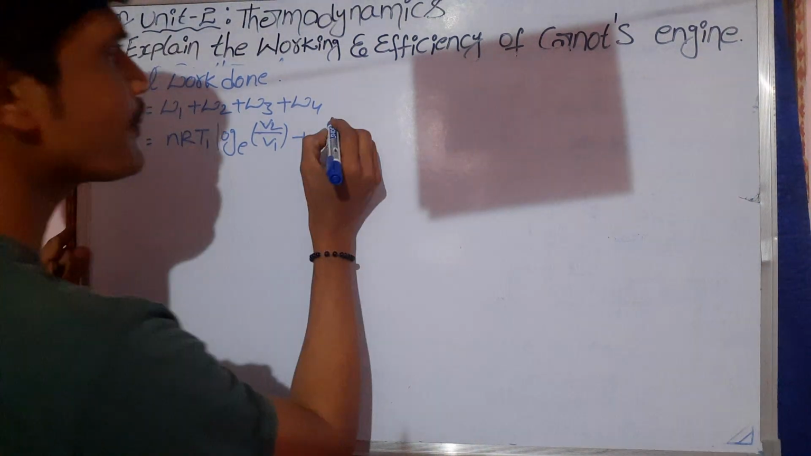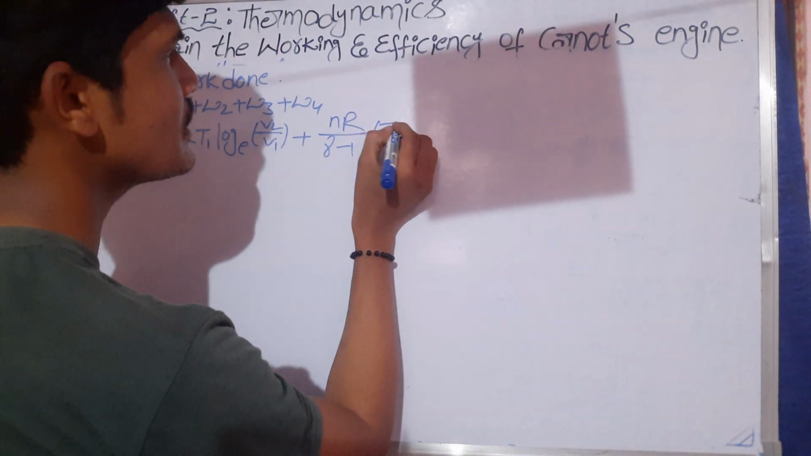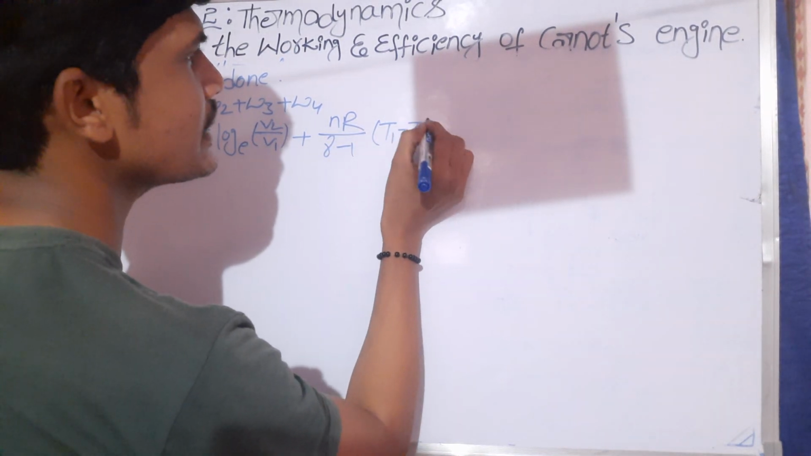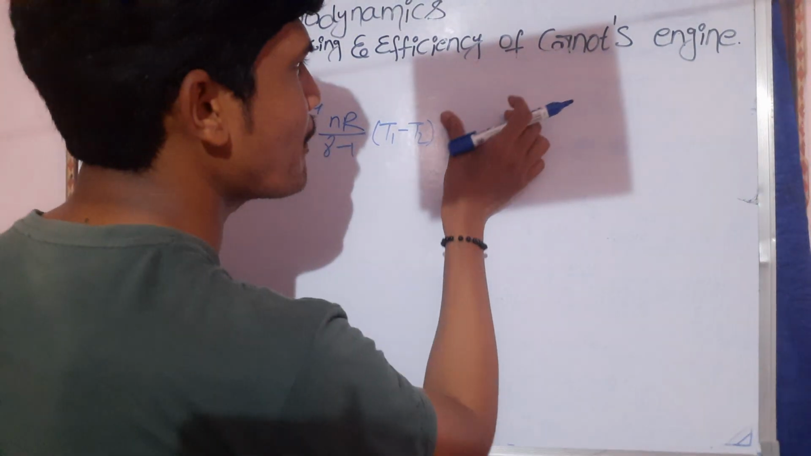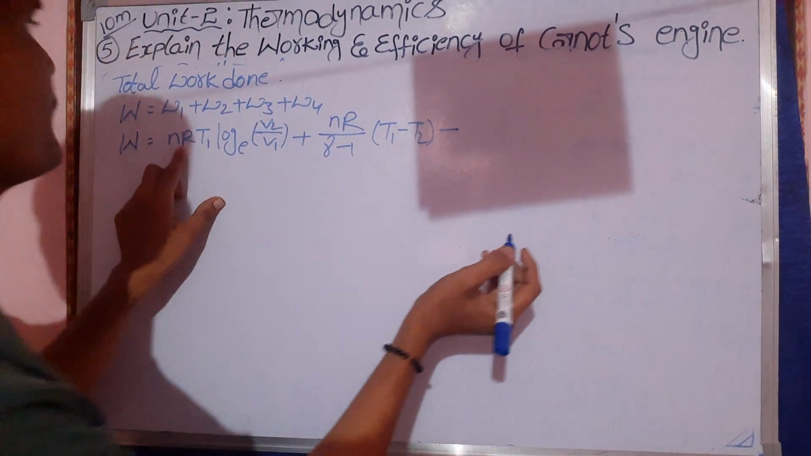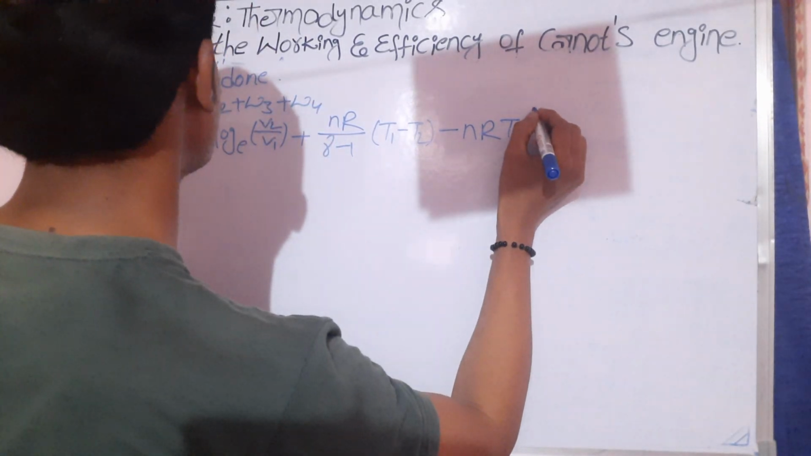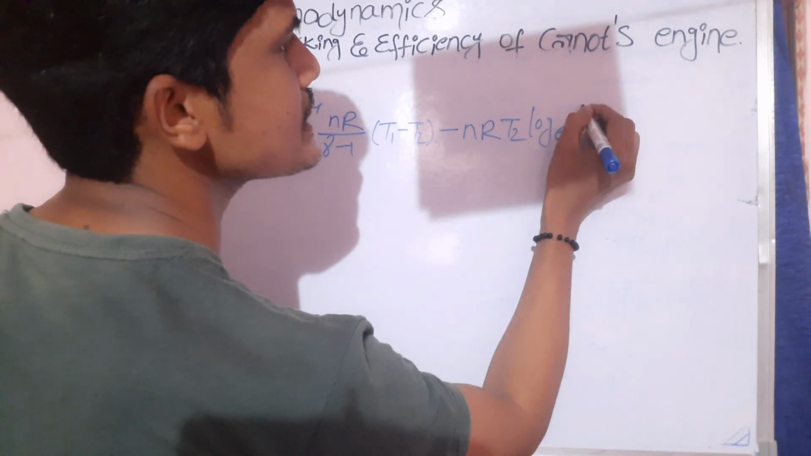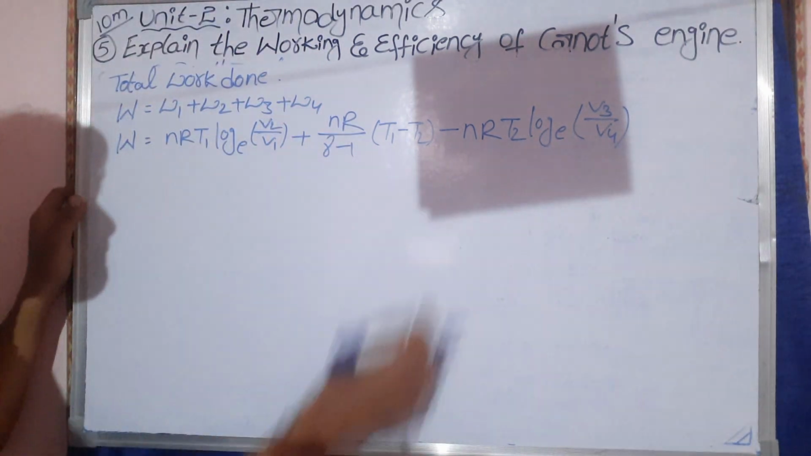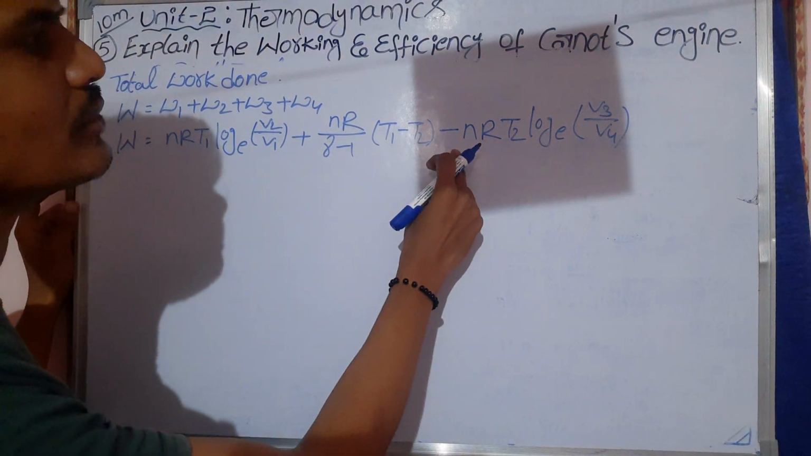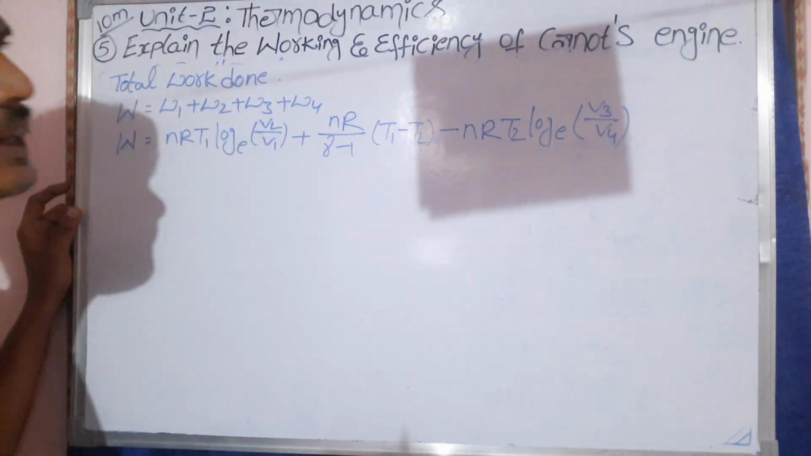W2 means NR by gamma minus 1 into T1 minus T2. Plus W3 means minus NR T2 log e base V3 by V4. So this is the third equation. Third equation: W3 equals minus NR T2 log e base V3 by V4.